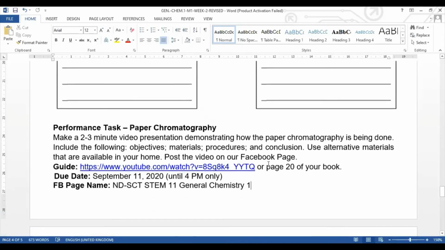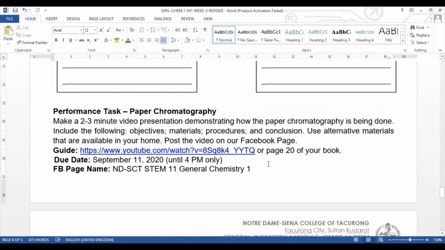Now let's proceed to the performance task, the paper chromatography. So make a 2 to 3 minute video presentation demonstrating how the paper chromatography is done. Include the following: objectives, materials, procedures, and conclusion. The objectives can be 1 to 2 objectives about the paper chromatography.